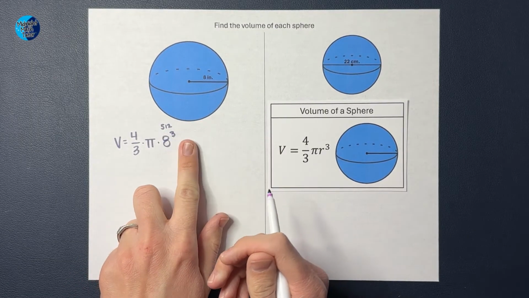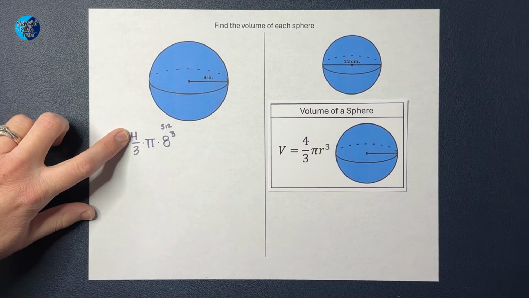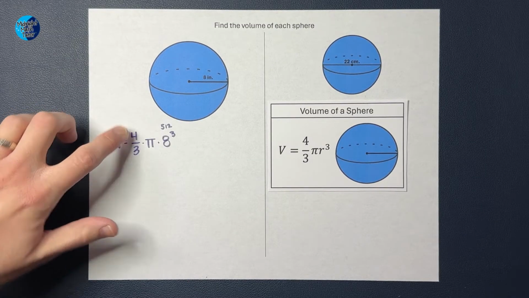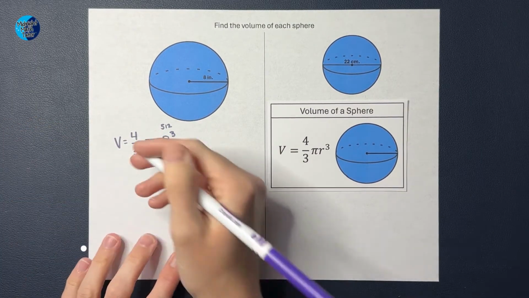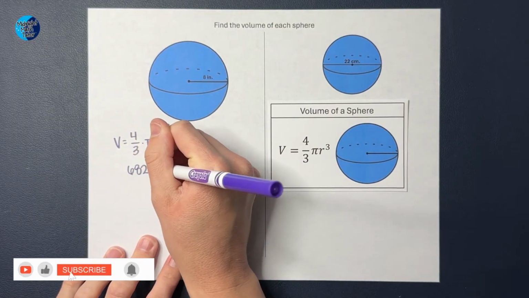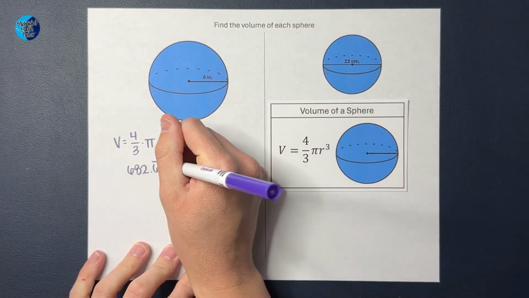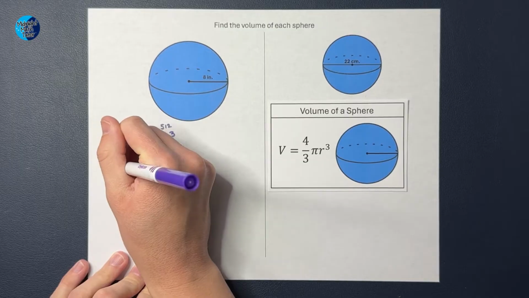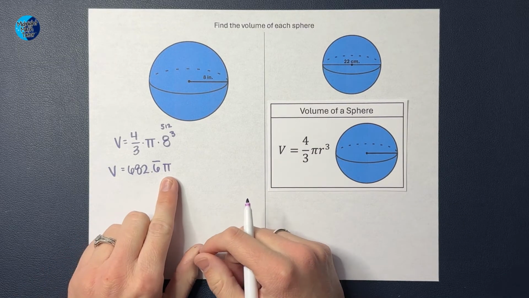And then when I multiply 512 times 4/3, if your calculator doesn't have a fraction button, you can do 512 times 4 and then divide by 3. When you do that, you get 682.6, and the 6 keeps repeating. And then we are multiplying that by pi. All right, pi is a decimal that literally does not stop and it does not repeat. So we're always going to be doing a little bit of rounding when we use pi.